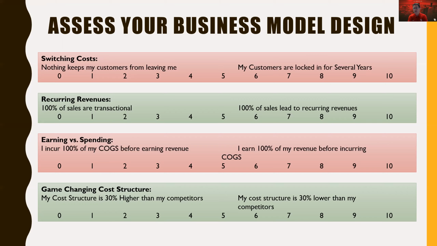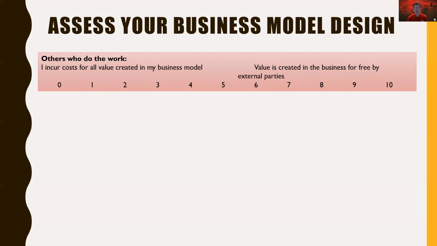This was a huge thing that Dell was known for, Michael Dell. He was the first person to say, you're going to buy a computer, then I'm going to build it for you. So he would literally get 100% of his revenue before he incurred any of his costs, because you would pay for the computer, then he would go build it. And so for him, he would be a 10. Game-changing cost structure, in other words, is my cost 30% higher than my competitors? Is it lower than my competitors? Again, you give yourself a score.